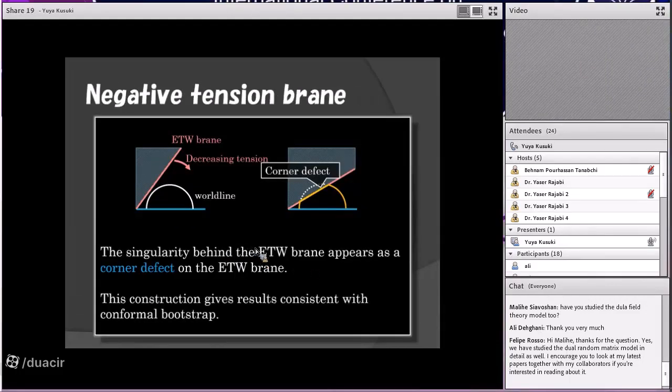So this is what happens for negative tension brane, in that the singularity behind the end of the world brane appears as a corner defect on the end of the world brane like this one. And the point is that this construction is completely consistent with the conformal bootstrap equation. So we are sure that this construction is definite.